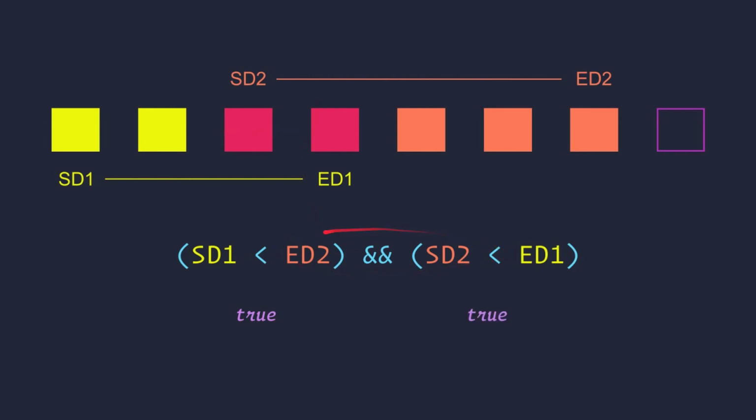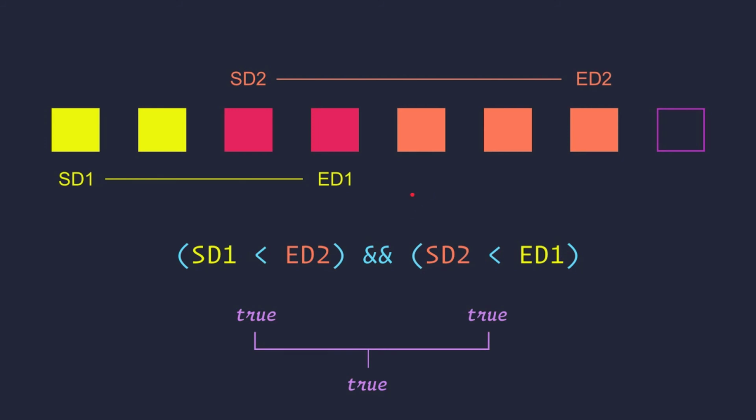Now, when you write something like this, these both have to be either true or false for this to calculate to true. So this will calculate because we have true and true to true. And that means there is an overlap.